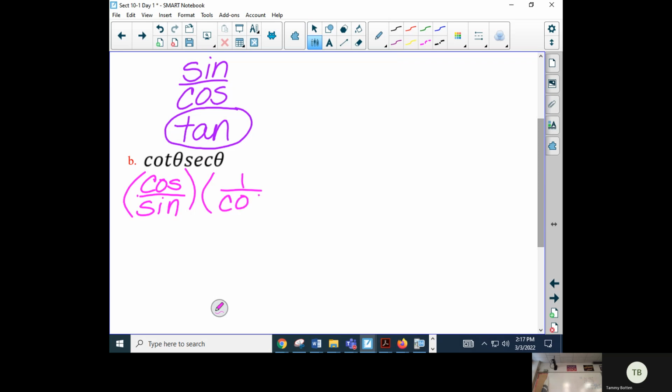Secant is 1 over cosine. All right. Now, can you simplify that at all? Cross out the cosines, right? Because you have a cosine on top and you have a cosine on the bottom. And now I have 1 over sine. Can I write 1 over sine as something else? Cosecant.